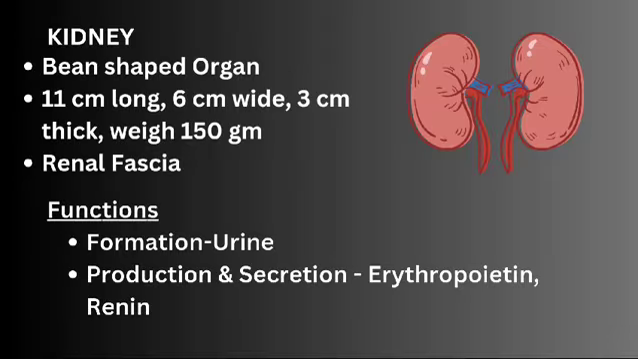Erythropoietin, the hormone that controls the formation of red blood cells. Renin, an important enzyme in the control of blood pressure.